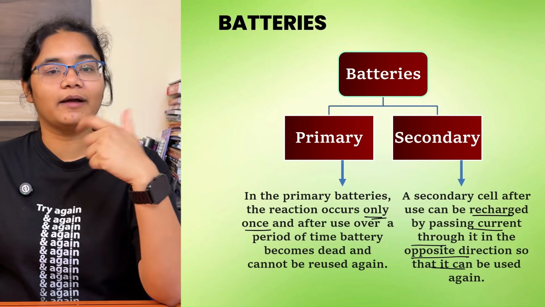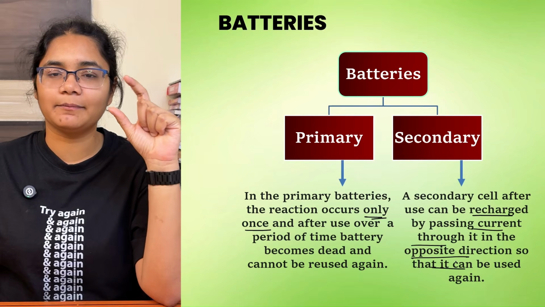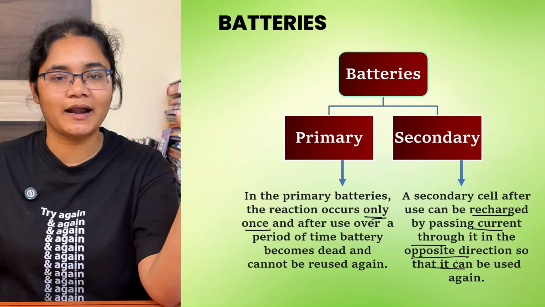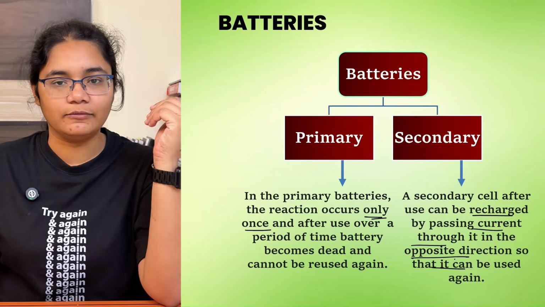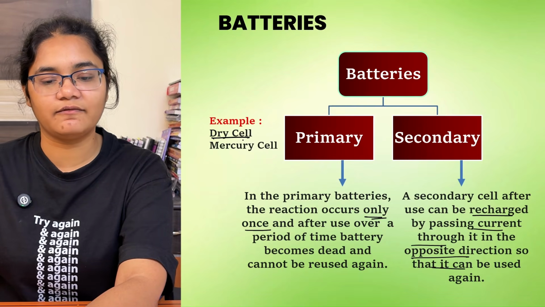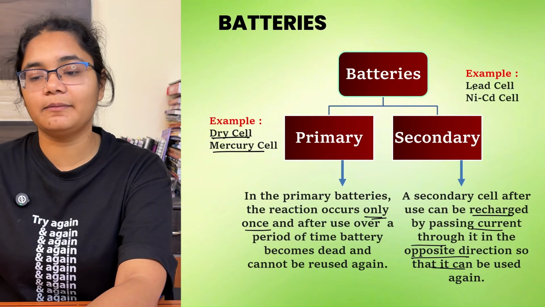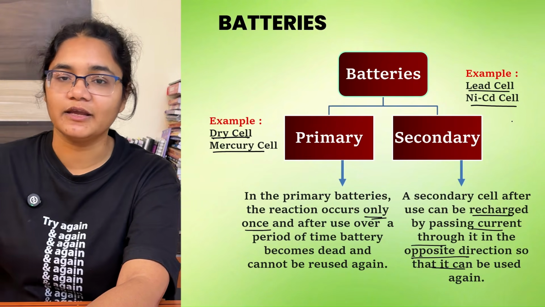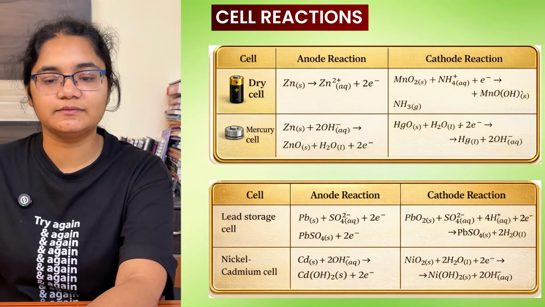So you know mobile batteries, we recharge them again and again, but some pencil batteries come, we just throw them. Remote batteries, we generally throw after one time use. So primary and secondary battery. For example, for primary battery we have the dry cell and mercury cell. For secondary batteries we have the lead cell and nickel cadmium cell. Okay, so now we will see these batteries' reactions.